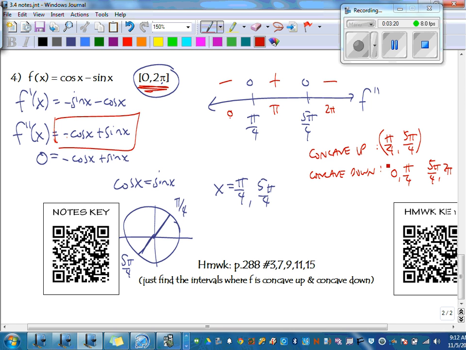So here we could actually use brackets on the 0 and the 2 pi because at those points the second derivative is negative, so it is concave down. And these would still be parentheses because at pi over 4 and 5 pi over 4, the second derivative is 0, so it's not technically concave down at that point.